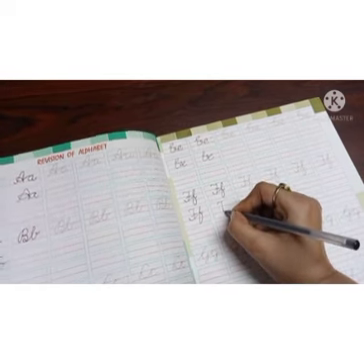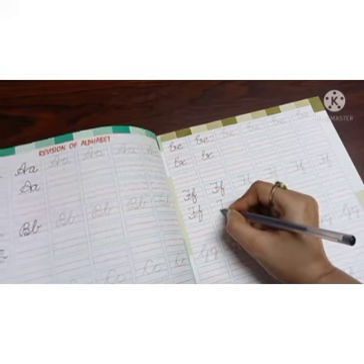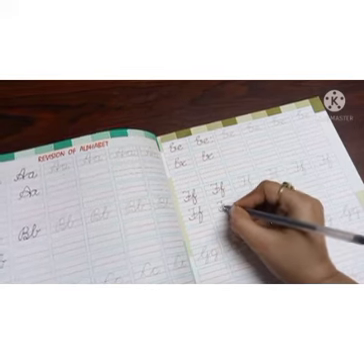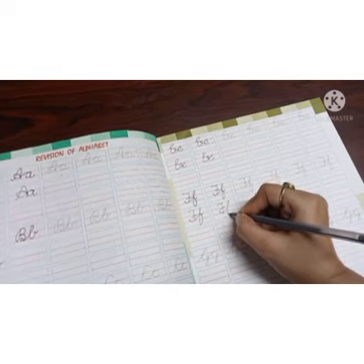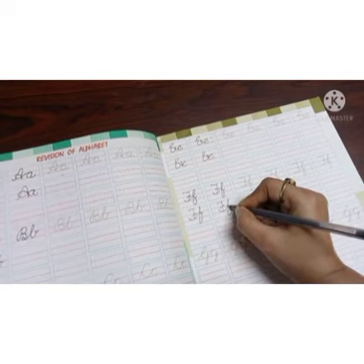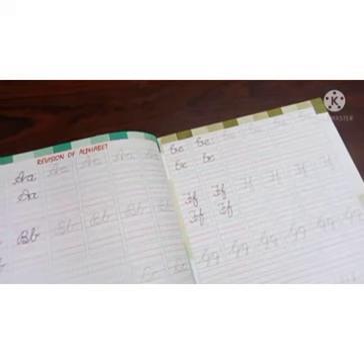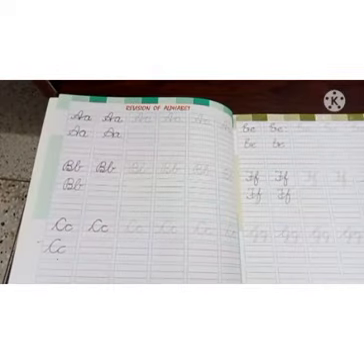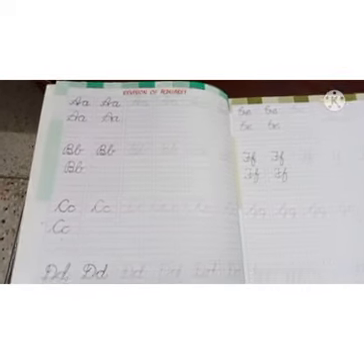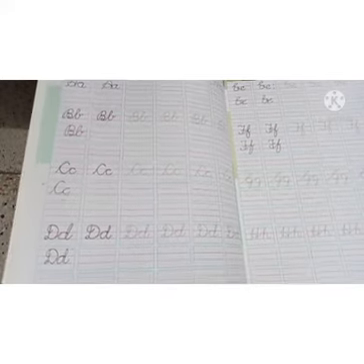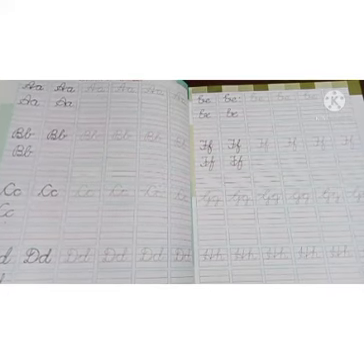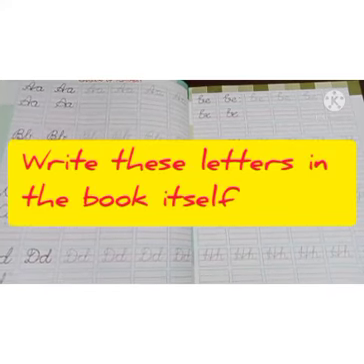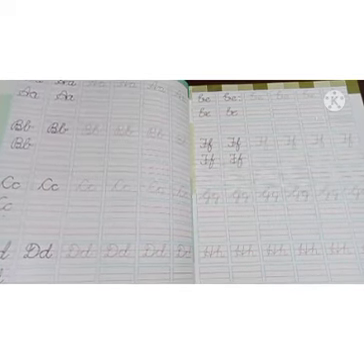Capital letter, from the top, bring it here and just give one wave. Small letter, from the top till the end, bring it to the second line and stop. Done. So E and F. So what we have completed, we have done A, B, C, D. Now we have done E and F. Write all these letters in the book, okay, and complete the work. Next class we will do G and H.